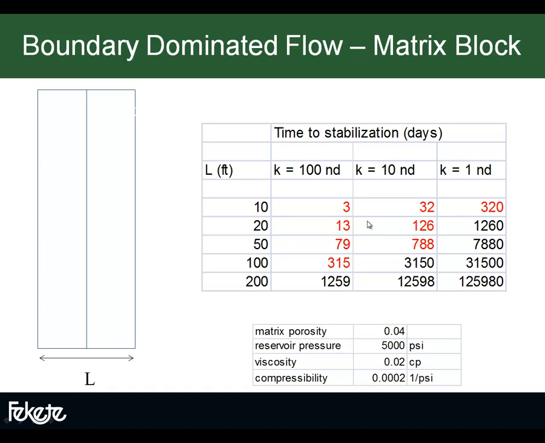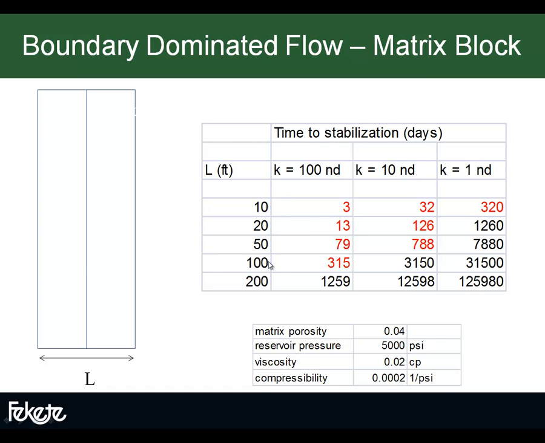Just to give you some idea of how long it may take to reach boundary dominated flow in different matrix permeabilities, this is Wattenberger's time to stabilization calculation, or time to end of transient flow calculation, for matrix permeabilities of 100 nanodarcies, 10 nanodarcies, and 1 nanodarcy. And we can see that in as early as 3 days, we may start to see apparent boundary dominated flow if we have fractures that are close enough together. And in many cases, we may have fractures that are that closely spaced.